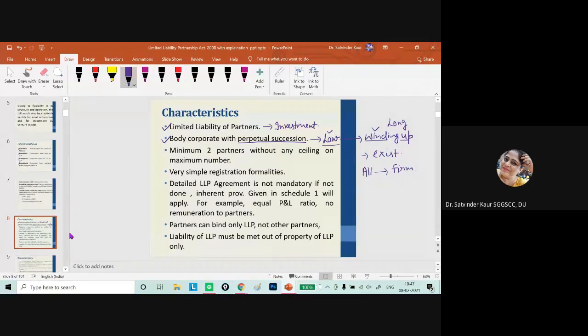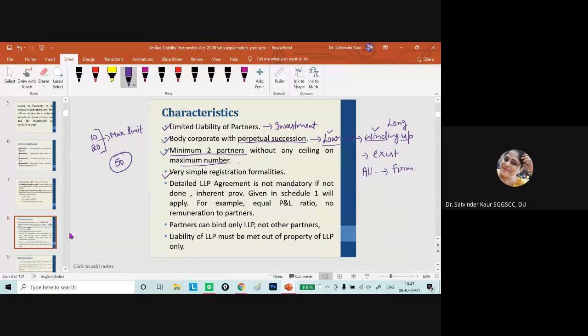Then, if we talk about the number of partners, an LLP can be started with a minimum of 2 partners, and there is no limit on the maximum number. In a partnership firm, in case of banking business, there is a limit of 10, and 20 in other businesses respectively. So there is a maximum limit. And in a private company, the maximum members can be 50. But in an LLP, there is no ceiling on the maximum number of partners.